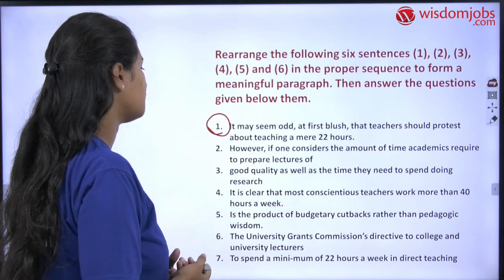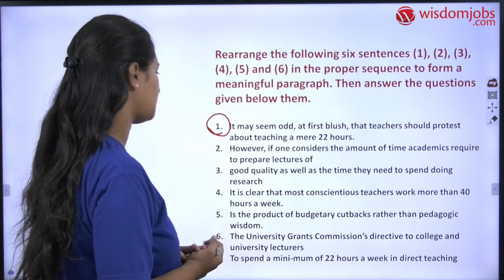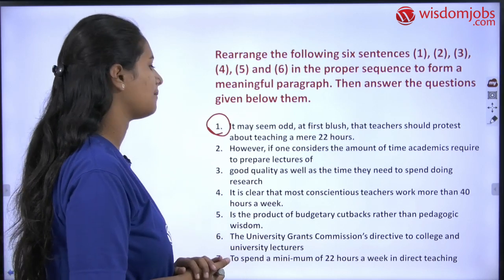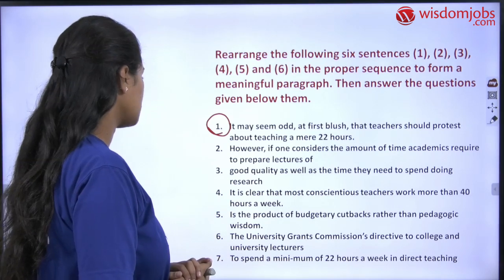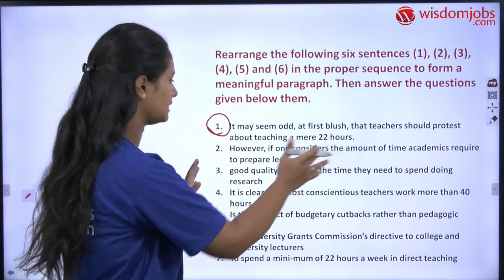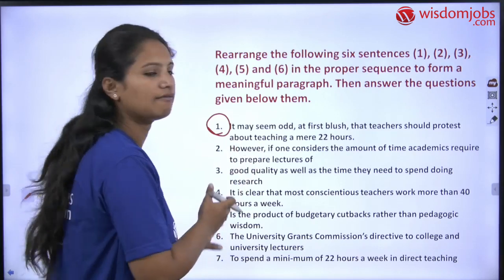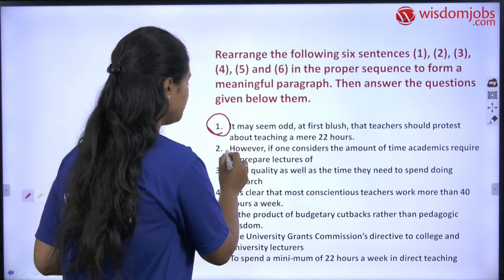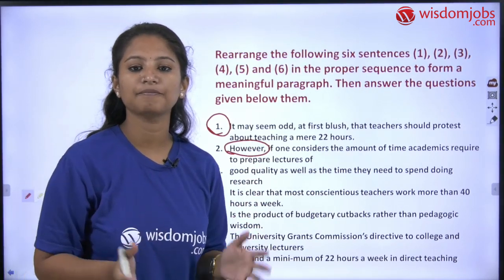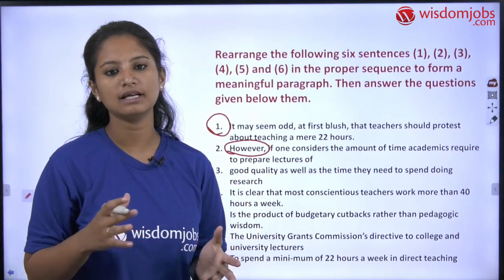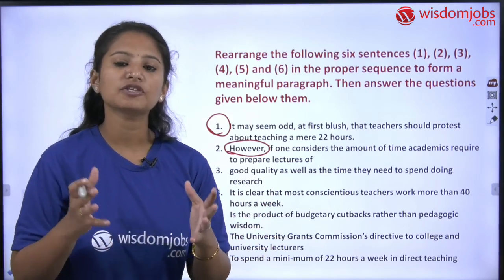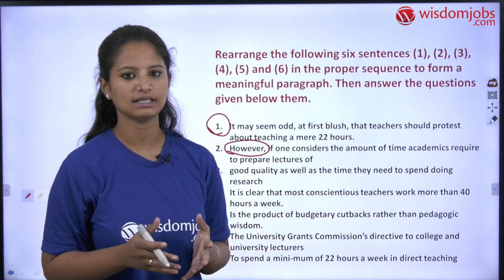So it may seem odd at first blush that teachers should protest about teaching a mere 22 hours. However, if one considers the amount of time academics require to prepare lectures, so especially if you try to understand the second statement, if you look at the second sentence, here you have 'however'. Yesterday we discussed that most of the para jumbles generally consist of linking words or connectors or determinators. So what are these linking words, connectors and determinators?